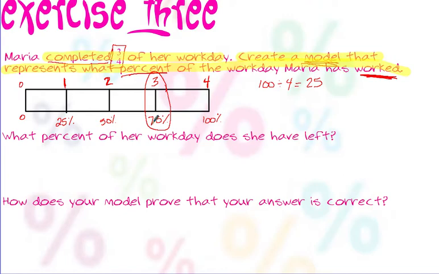But now I want to know, well, how much didn't she work? How much is left? Again, I can look at this one of 2 ways. I can look at the difference between 75 and 100. So I know to go from here to here, I can take 100 minus 75. And I know that it's going to give me 25. So I know that this one box that's left would be 25%.